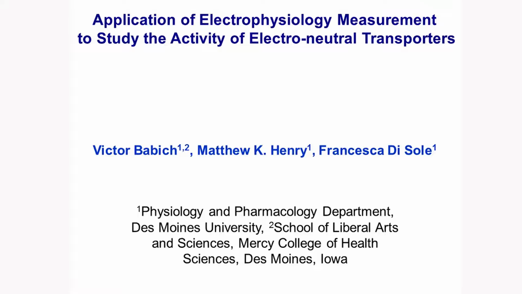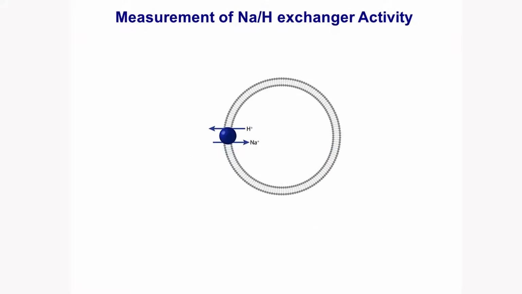The method of giant patches combined with ion-selective microelectrodes is a versatile method used to detect and quantify ion fluxes. Specifically, it is used to measure the proton fluxes generated by the activity of the electro-neutral ion transporter, the sodium-hydrogen exchanger, or NHE, which is expressed on the cell membrane.